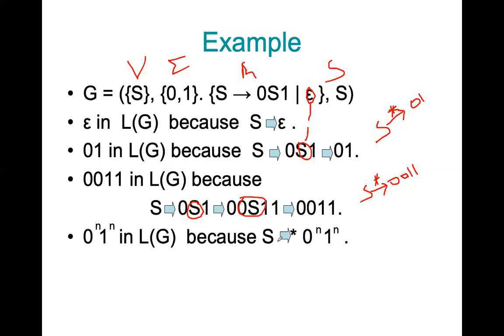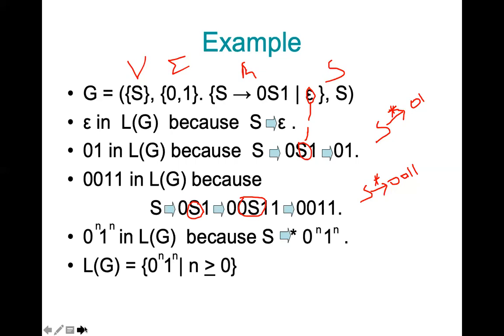So this language will be called 0 to the power of n, 1 to the power of n. It is producing 0 to the power of n, 1 to the power of n. That means an equal number of zeros and an equal number of ones it is producing. It is the combination. This language is called 0^n 1^n, where n is greater than or equal to 0.